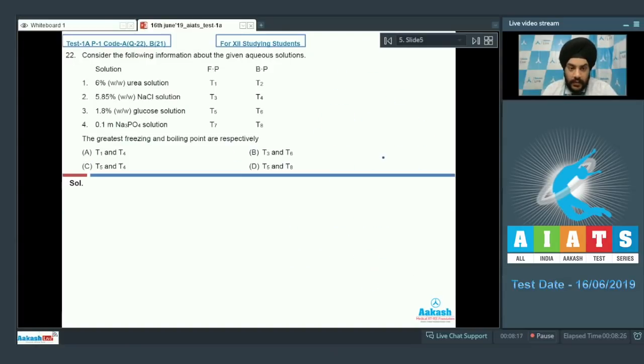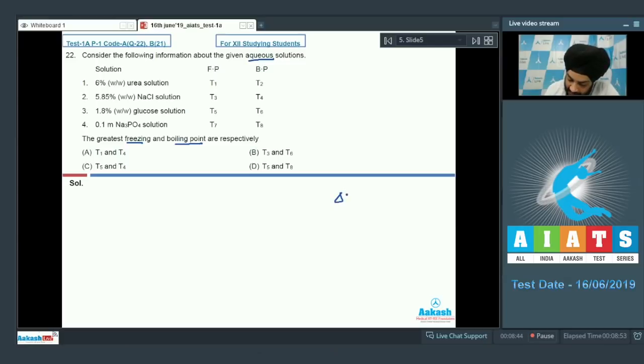Question number 22. Consider the following information about the given aqueous solutions. So we've been given 4 solutions. The freezing point and the boiling point have been labeled, and the examiner seems to be interested in which has the greatest freezing and boiling point respectively. So students, all of these solutions are aqueous solutions. So the value of Kf and Kb will be same for all of them. So all that is left now is to figure out the value of the molality.